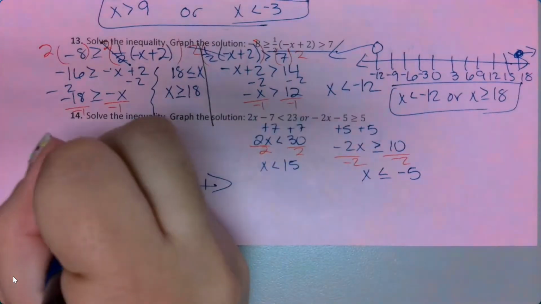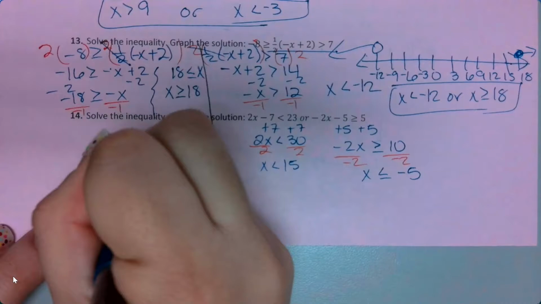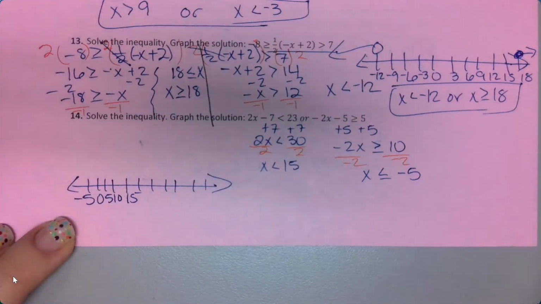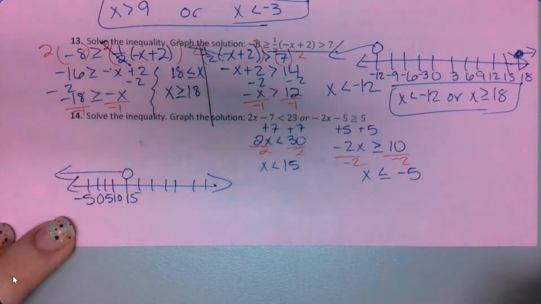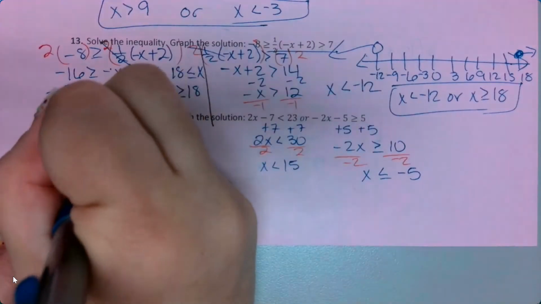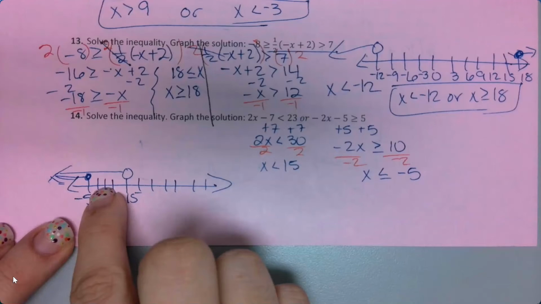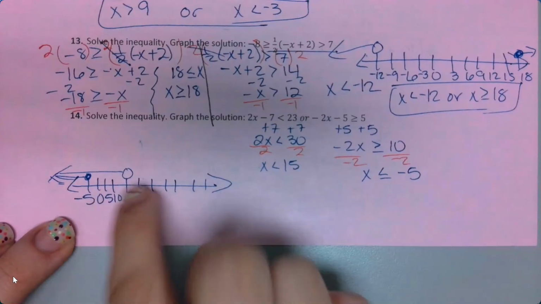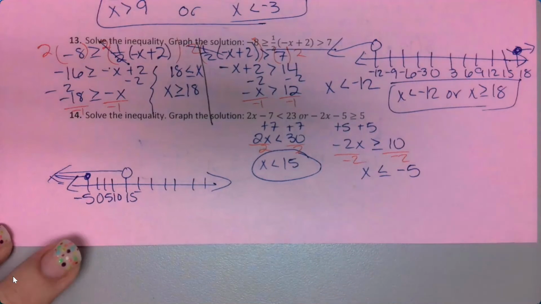Okay, so I'm going to count by 5. So I have negative 5, 5, 10, 15. So my 15 gets an open circle, opens towards the left. Over here, my negative 5 gets a closed circle, again opens to the left. Because these are overlapping, I want to take the one that covers more, which is the 15. So my final answer here is just x is less than 15.